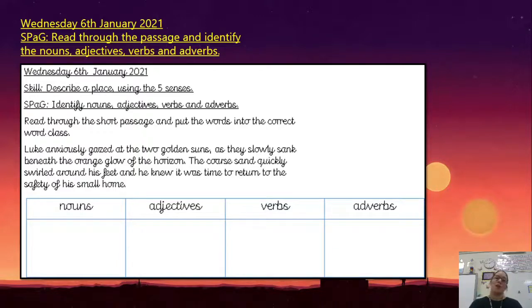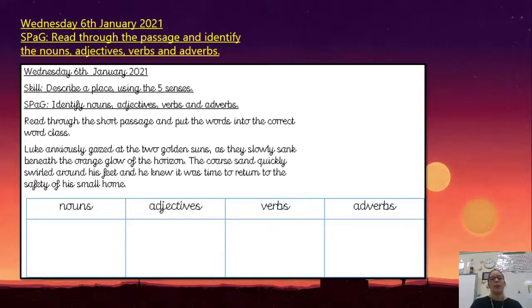Super. So a noun is a person, place or thing. An adjective is a describing word. Verbs are the action words. And adverbs tell us how the action was being done. Adverbs are quite easy to spot most of the time because they usually end in a certain two letters. Do you remember which two letters they usually end in? Hopefully you're saying it's L-Y.